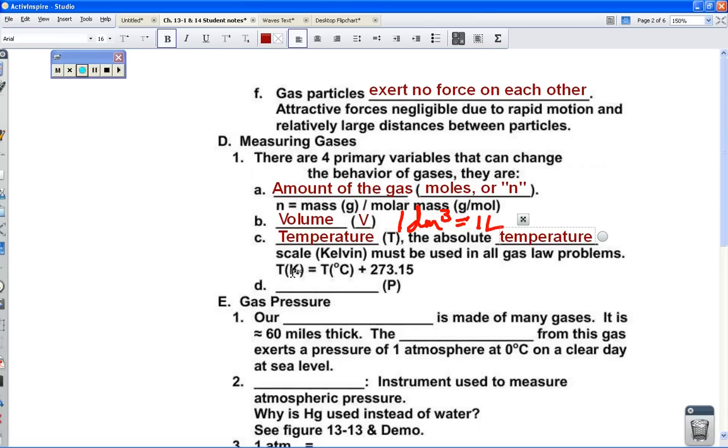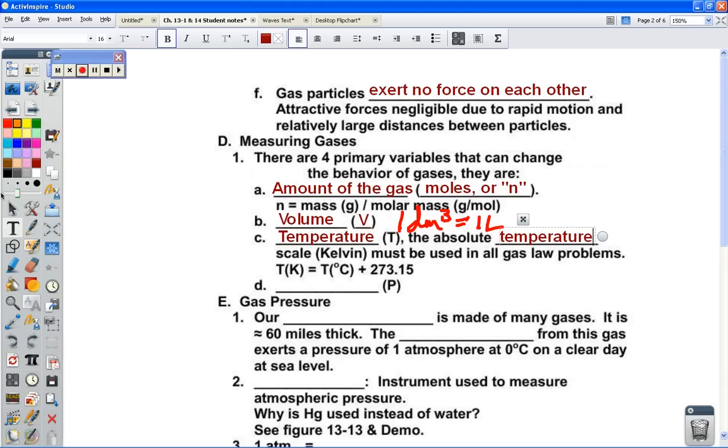1 Kelvin equals your temperature in Celsius plus 273.15. I said times, didn't I? That's plus. Oops. I initially said times. It is plus.